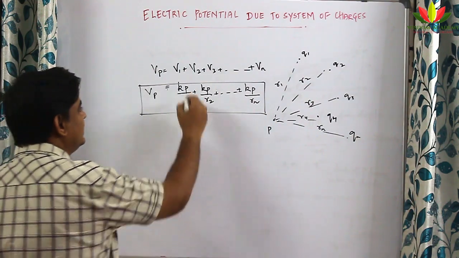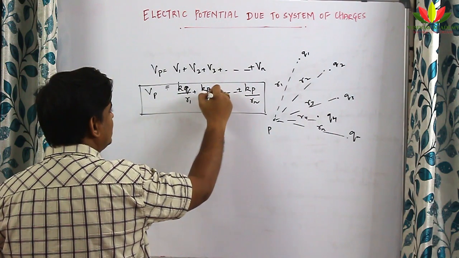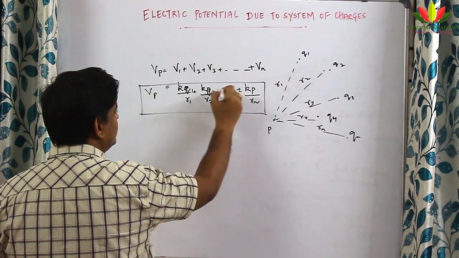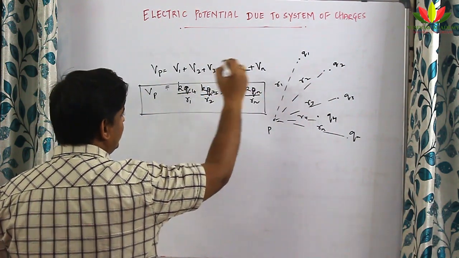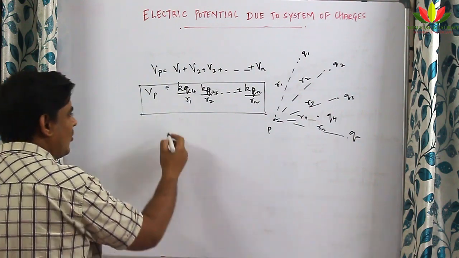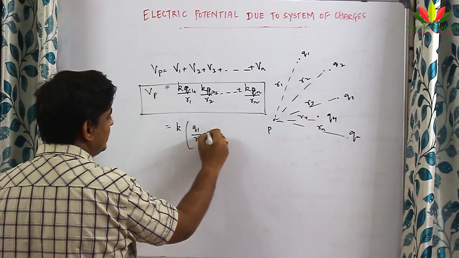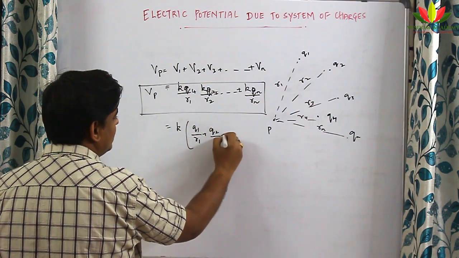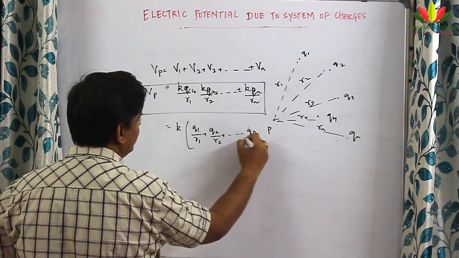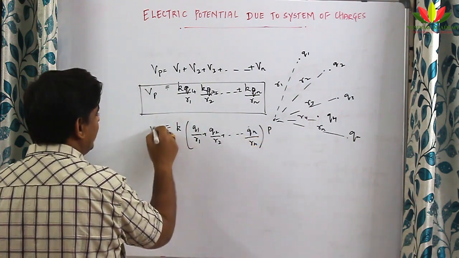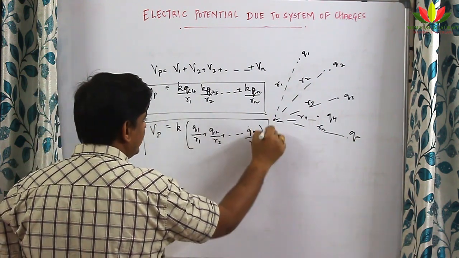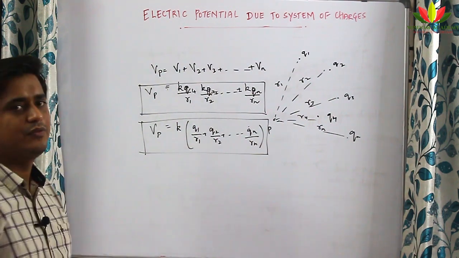I think here Q will come, K into Q1, K into Q2, K into Qn will come and not P will come. So, if you take K common outside, we can write even like this, Q1 by R1 plus Q2 by R2 plus Qn by Rn is the value of V at point P due to the system of charges.